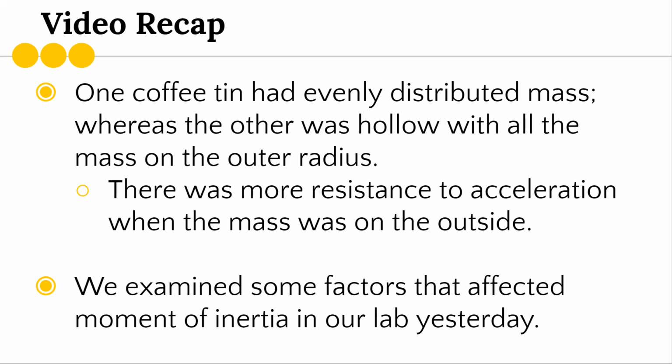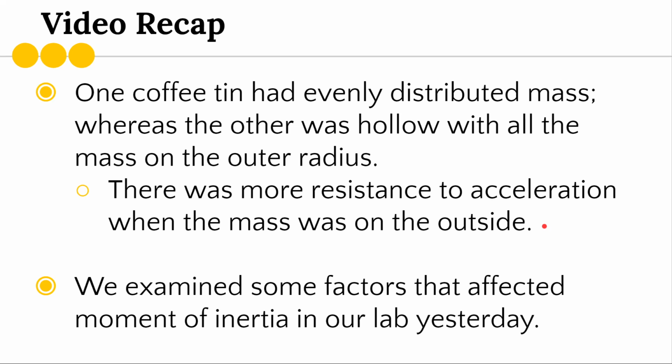Okay, one coffee tin had evenly distributed mass, whereas the other was hollow with all the mass on the outer radius. There was more resistance to acceleration when the mass was on the outside. The one that was evenly distributed had less rotational inertia, less moment of inertia. It was smaller, and that's why it reached the bottom of the ramp first. So you can analyze acceleration to figure out which one has a greater resistance to acceleration and thus a greater moment of inertia. We examined other factors in the lab yesterday as well, so let's go ahead and go over those because we did look at 3 different factors.